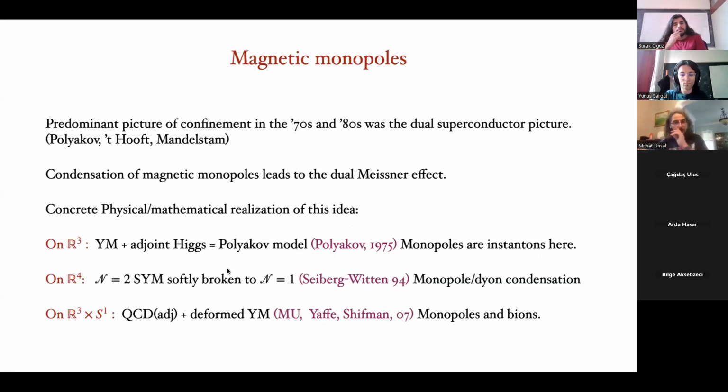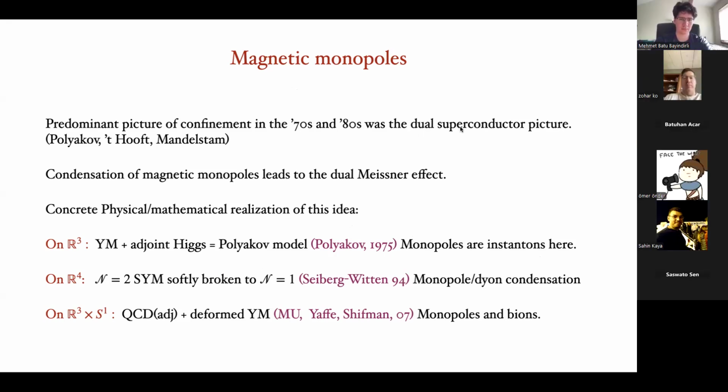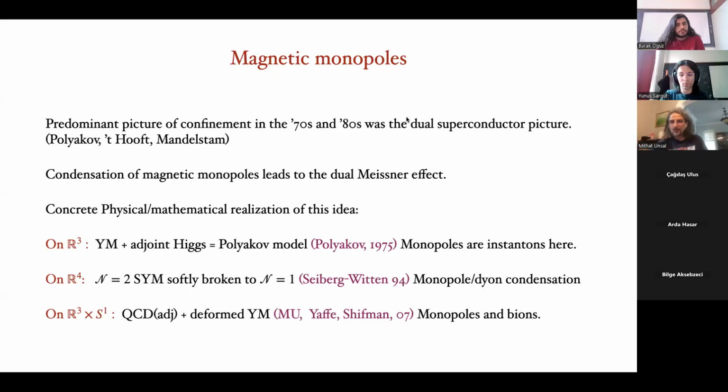Okay. So first, let me give a little bit historical background on the predominant mechanisms of confinement. In the mid-70s, people came up with the ideas of the dual superconductor, where magnetic monopoles and their condensation in four dimension was responsible for the formation of confinement and for the generation of electric tubes in the say Yang-Mills vacuum, gauge theory vacuum. These are the classic references. And what happens is that the condensation of the magnetic monopoles leads to dual Meissner effect. This is very similar to superconductivity, where condensation of the Cooper pairs leads to Meissner effect.